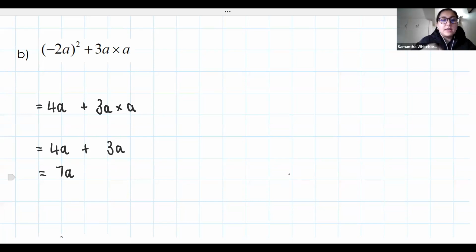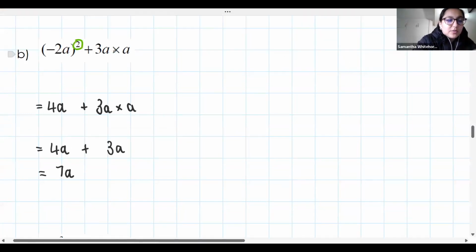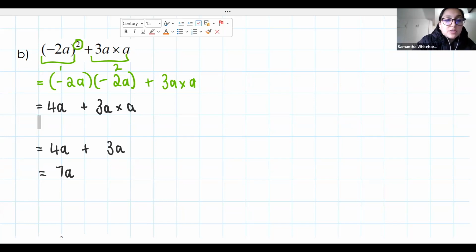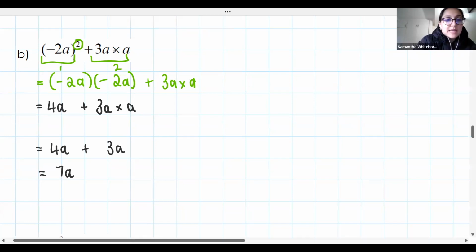So Bonolo, very nicely done. What I want you to just take note of is the squared over here. This means that we are multiplying -2a by -2a, and then we've got our plus 3a times a. So remember, you've got two terms here, and we now need to multiply. So exactly like Bonolo said, -2 times -2 gives us +4. But then we need to remember to multiply the a. So a times a is a squared.